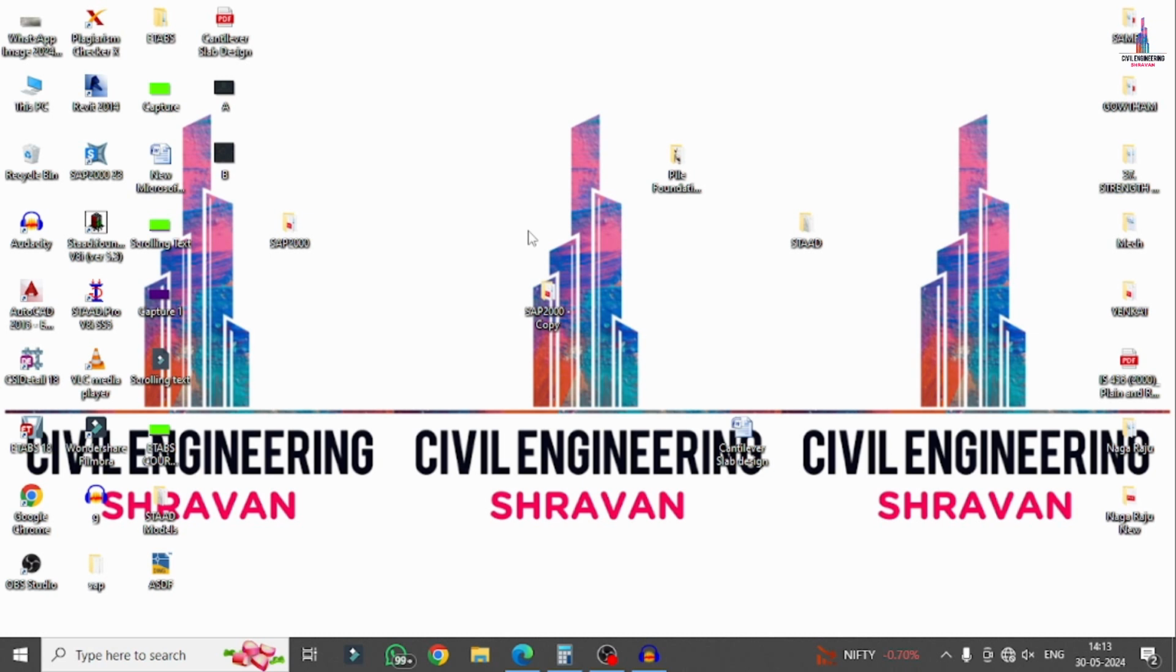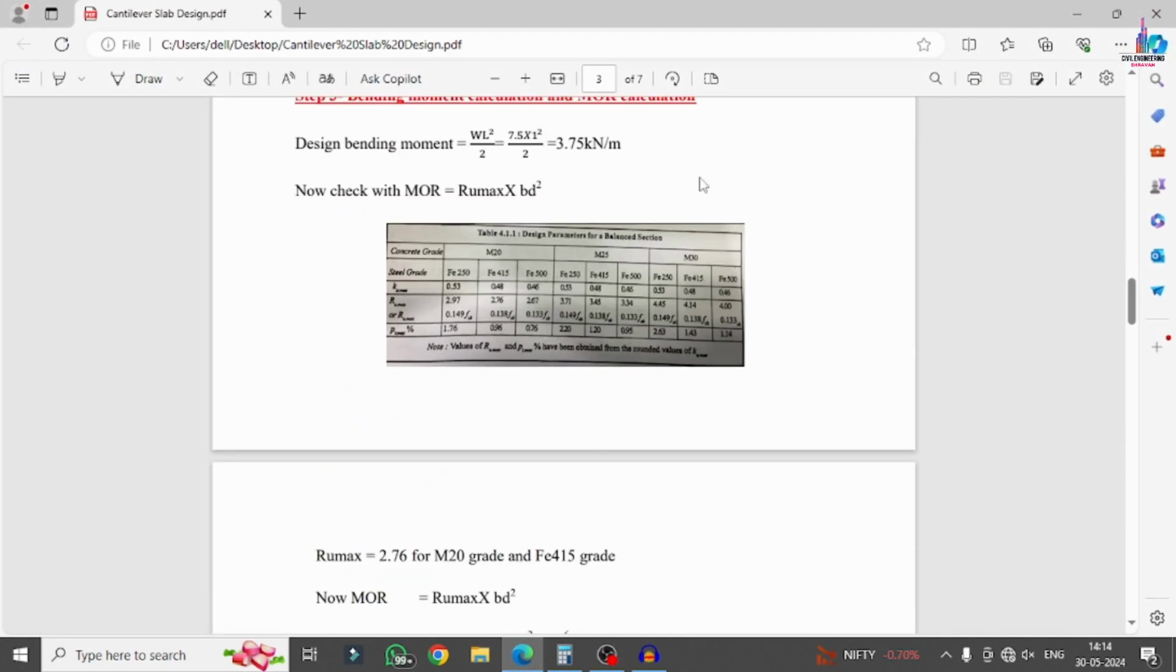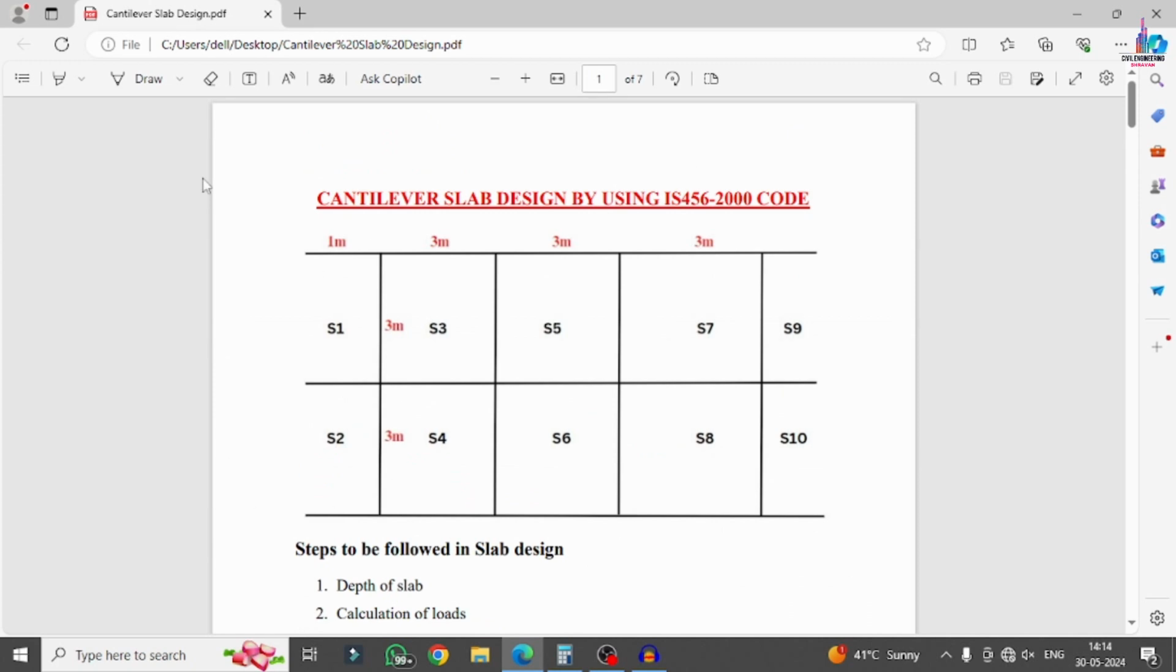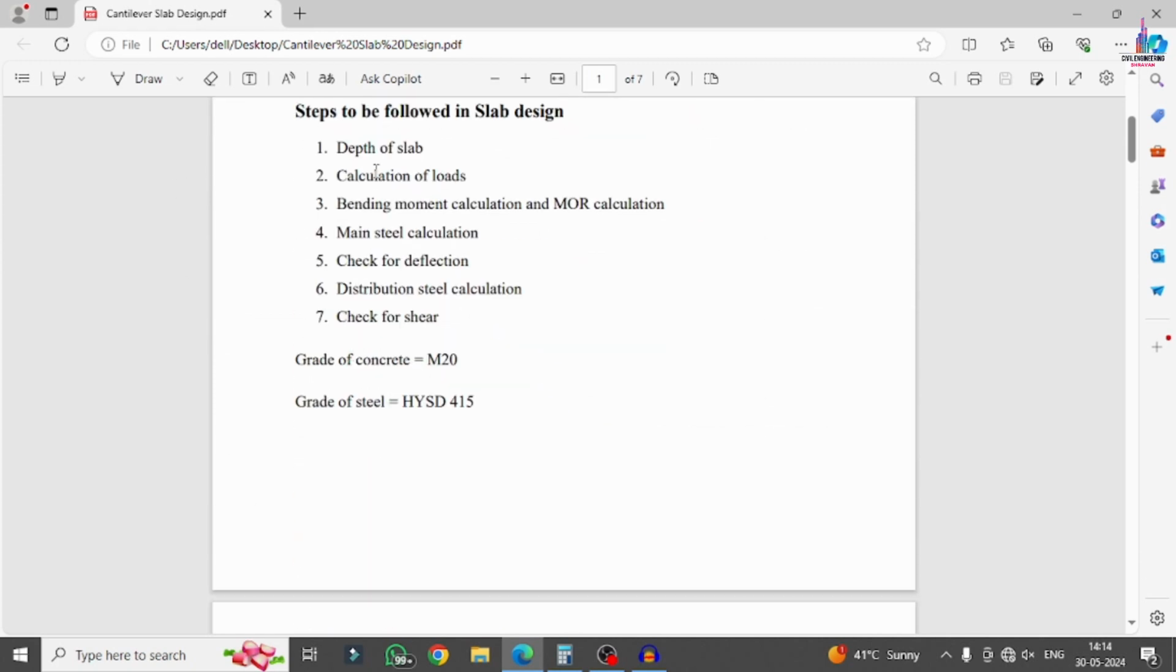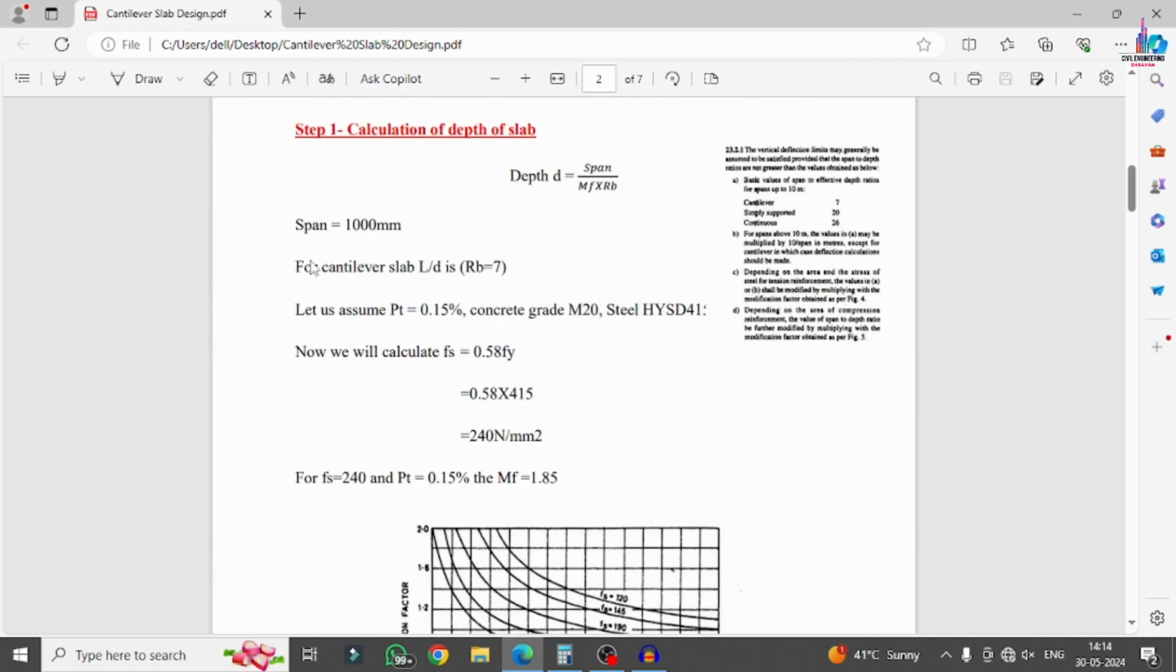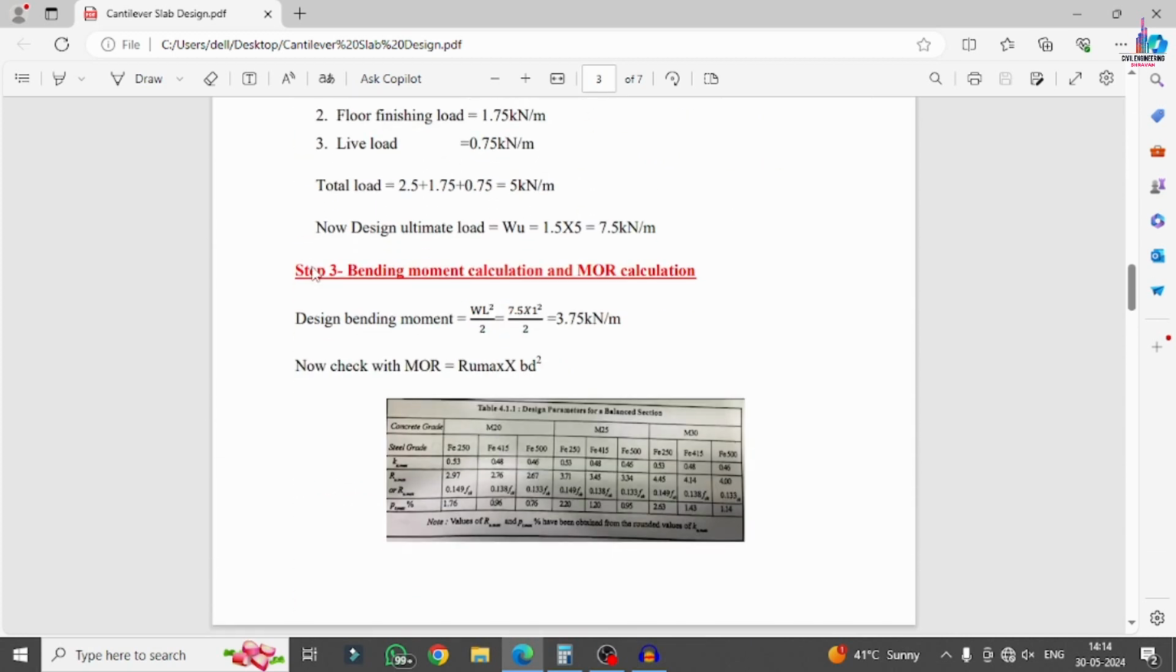Firstly I will explain the complete typical floor plan for this cantilever slab. This is the typical floor plan and I will explain the details about this. These are the steps considered, and this is the step-by-step calculation shown for the cantilever slab design using the IS 456:2000 manual method.